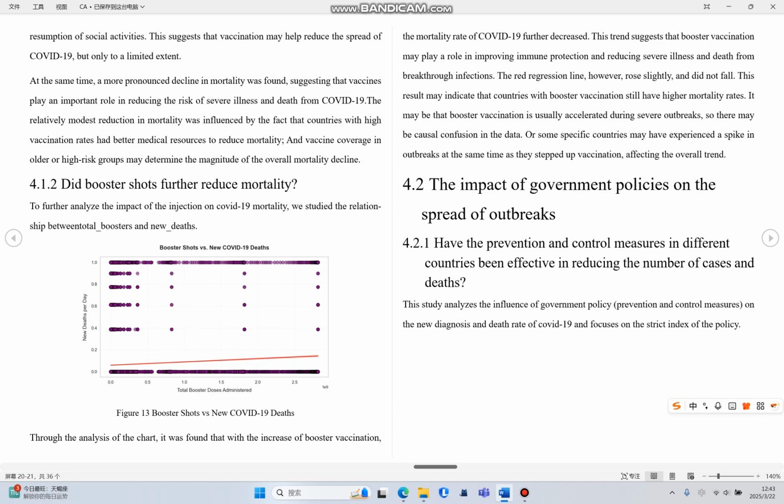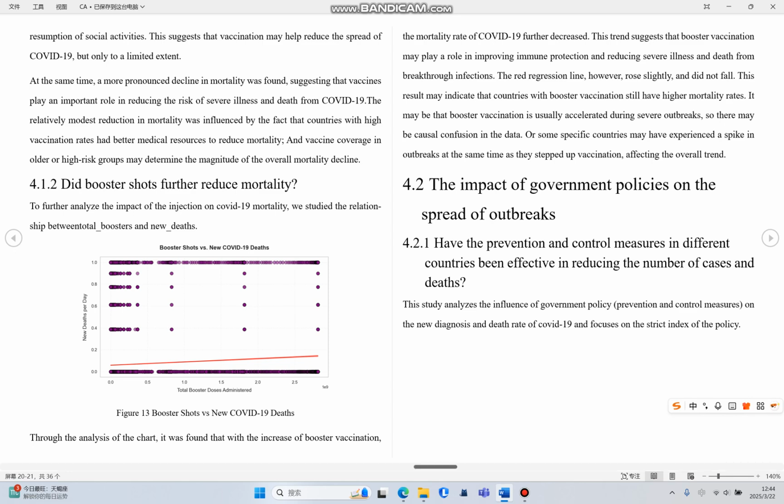Like this graph, this chart shows the relationship between booster shots and new deaths. As booster vaccination rates increase, mortality further declines, suggesting that boosters enhance immune protection and reduce severe outcomes from breakthrough infections. However, some countries still experience high mortality despite booster vaccination, possibly due to accelerated booster campaigns during severe outbreaks.